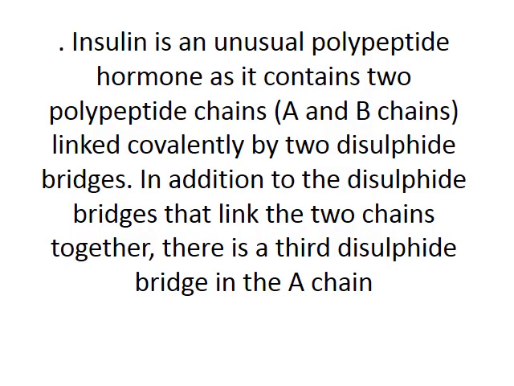Insulin is an unusual polypeptide hormone as it contains two polypeptide chains, A and B chain, linked covalently by two disulphide bridges. There is also a third disulphide bridge in the A chain.